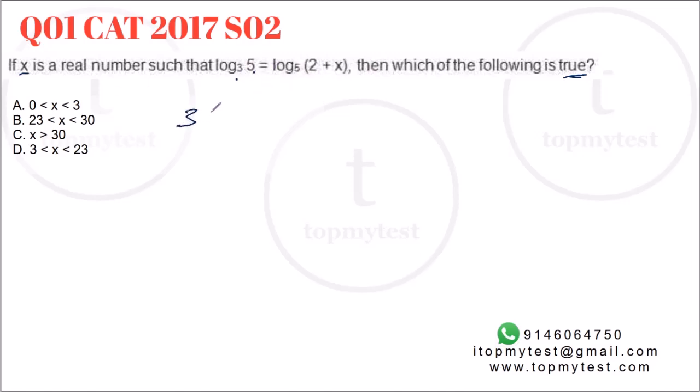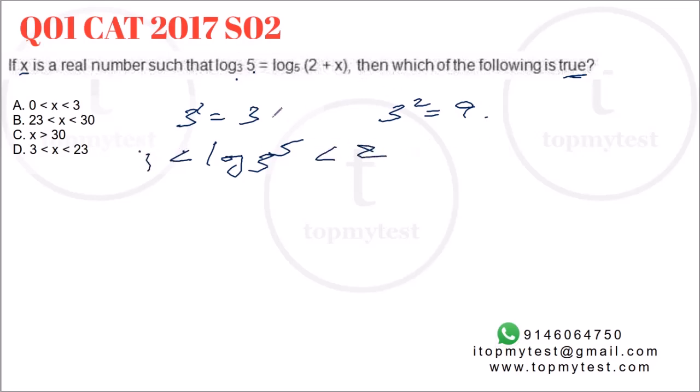Now we know that 3 to the power 1 equals 3, 3 to the power 2 equals 9, right? So log of 5 to the base 3 should lie between 1 and 2. Which also means that the right hand side, to balance this out, log of 2 plus x to the base 5 should lie between 1 and 2.